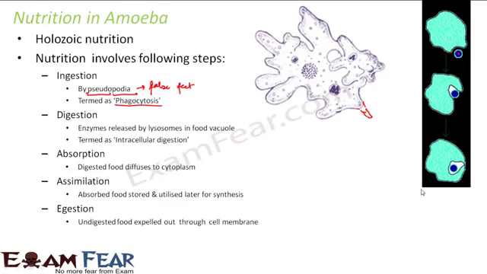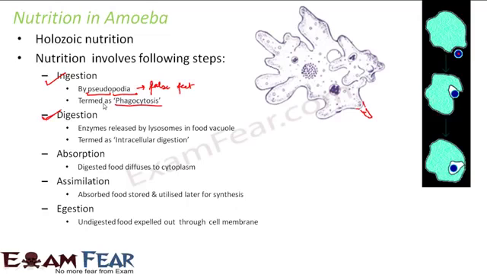Now the next step is digestion. How is the food digested? The enzymes are released by lysosomes in the food vacuole. As I said, a food vacuole will be formed by the end of the ingestion process. Now in that food vacuole, some enzymes will be released by the lysosomes. What are lysosomes? In our lesson on the cell, we saw that lysosomes are cell organelles which are also known as suicidal bags because they release enzymes which break down the cell itself.